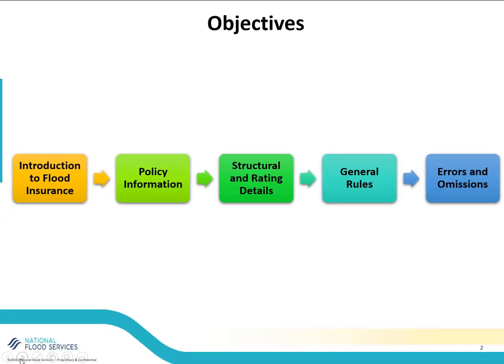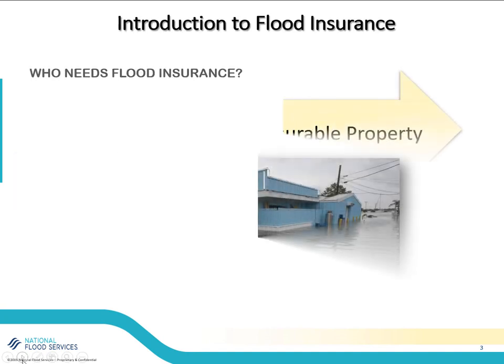This presentation will be divided into 5 basic sections. The first section will include an introduction to flood insurance, which will focus on the availability of the flood product and the definition of a flood. We will then continue with policy information, including flood insurance coverages. The next section focuses on structural and rating details, and finally we conclude with hints and information concerning endorsements, cancellations, reporting of flood loss, and E&O concerns.